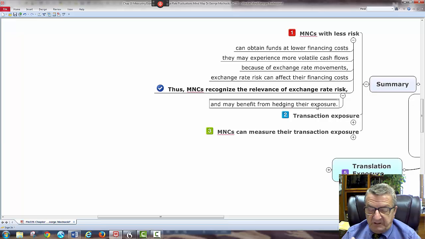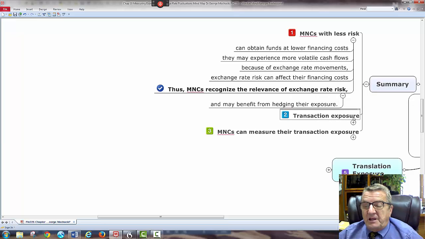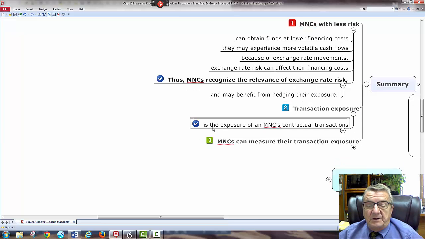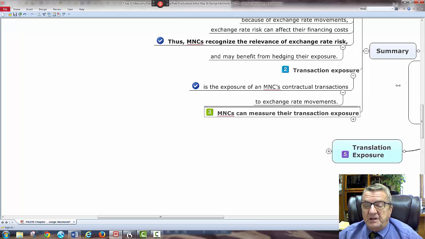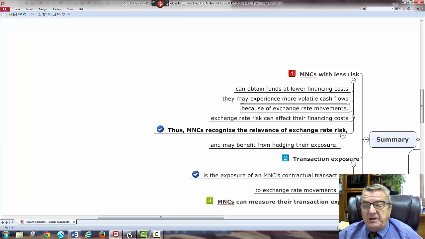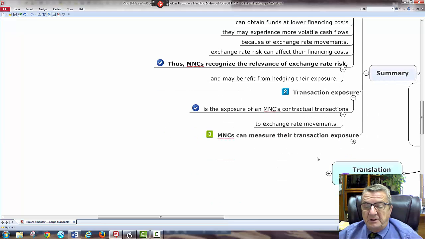I'm trying to make out, so at the end I break even, making some money, but the relationship is still handled. Transactional exposure. Okay, it is the exposure of the MNC's contractual transactions to exchange rate movements. That's all it is. Transaction is looking at my exchange rate movements, or any kind of transactions when I'm looking at the other one.